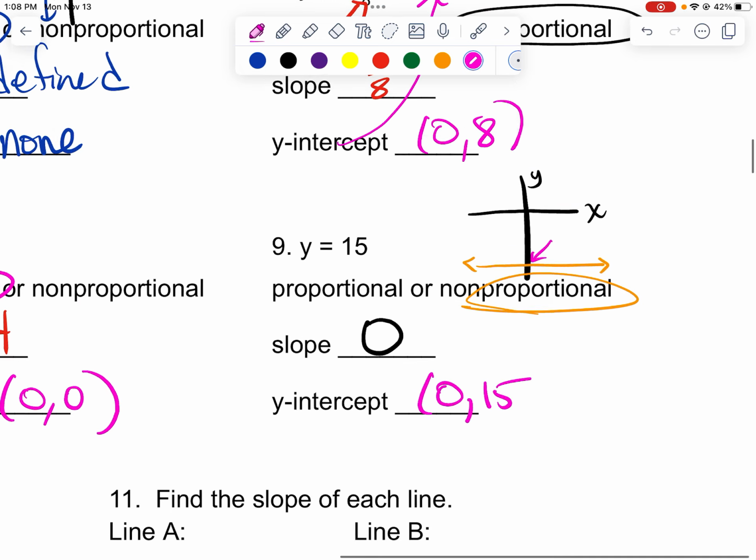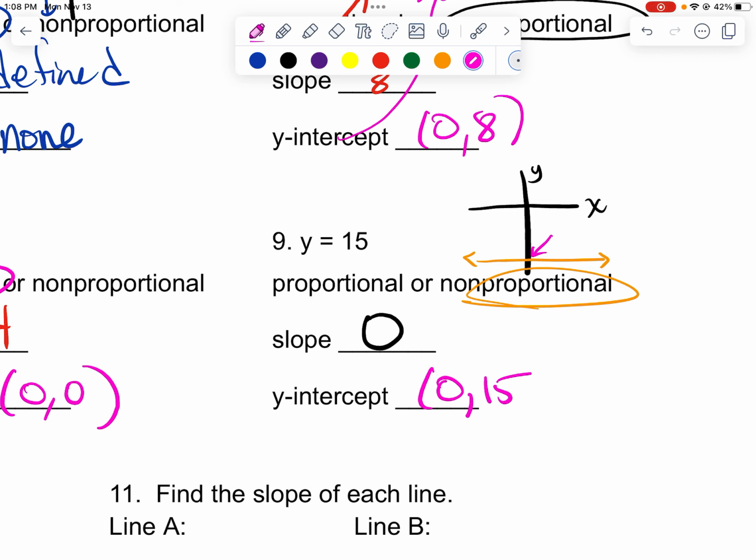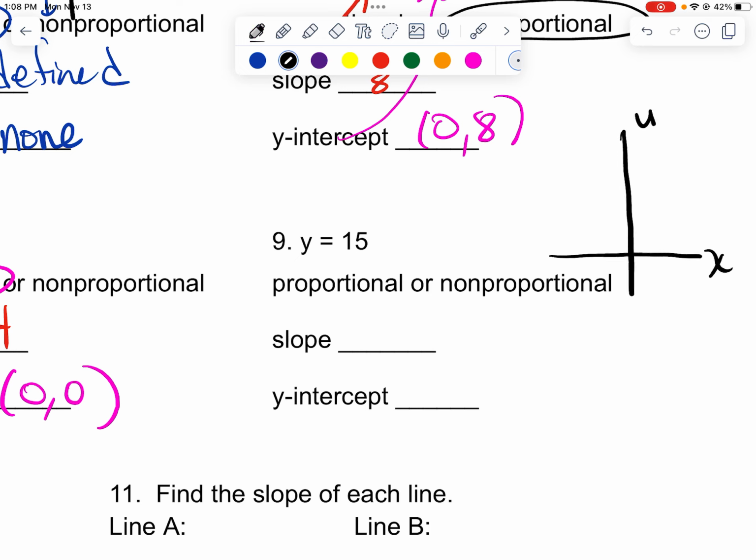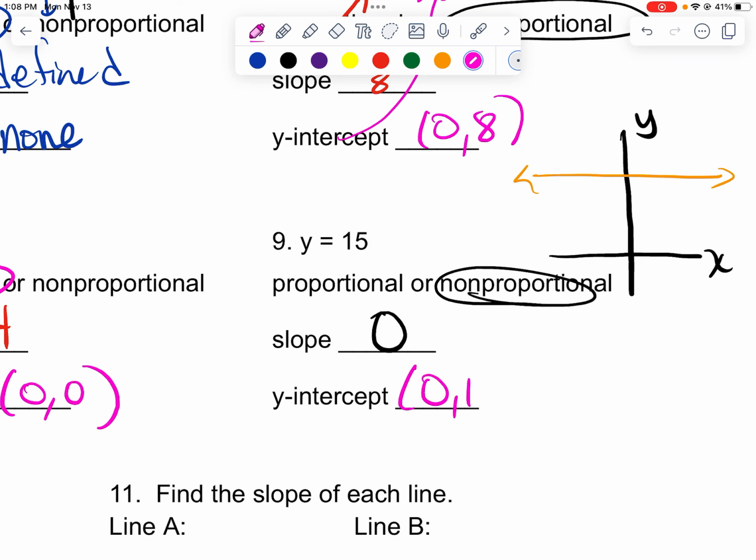Oh, does anybody want to get mad at me? I totally did this problem wrong. Can I redo this problem? Right here. How about I redo this problem? This is the x-axis. This is the y-axis. How about I do it up here for my line? Again, the slope for this would be 0. It is non-proportional. And the y-intercept would be at 0.15 at this point right here.